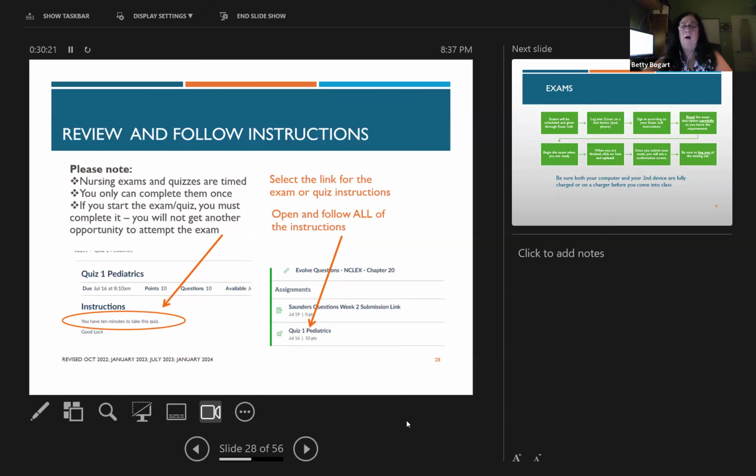The first quiz is right through Canvas, and the other one we'll have to go to when we get there, and that's through the share path.